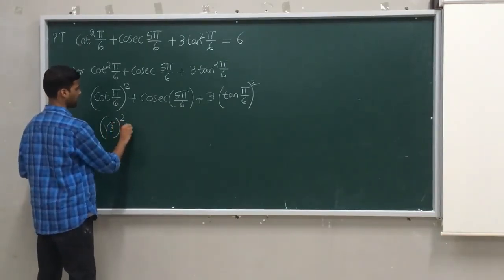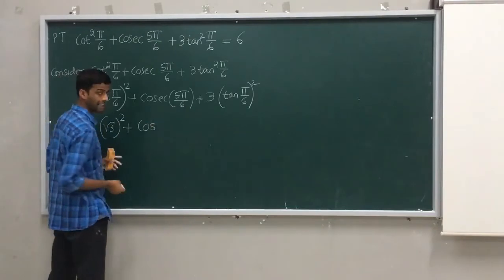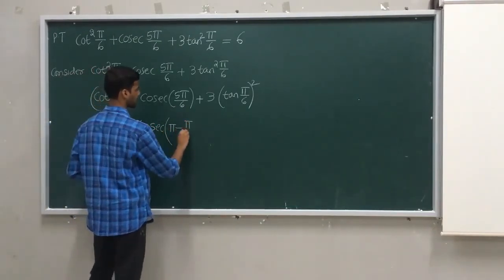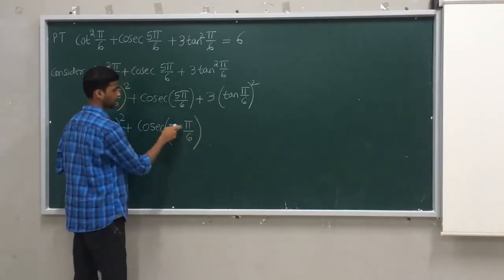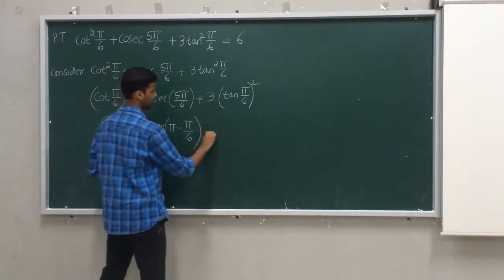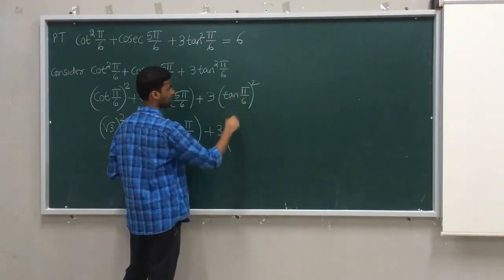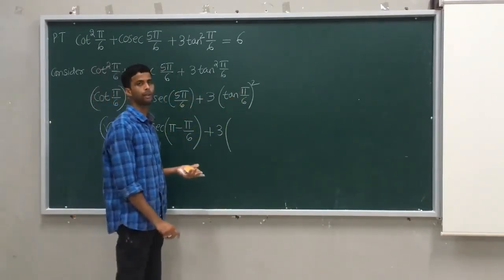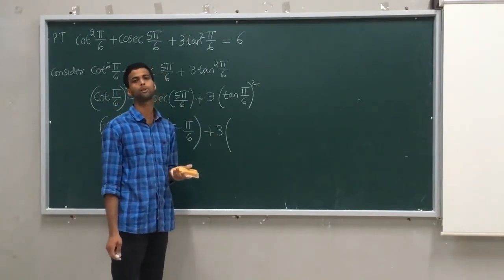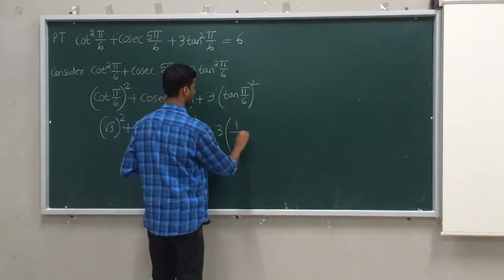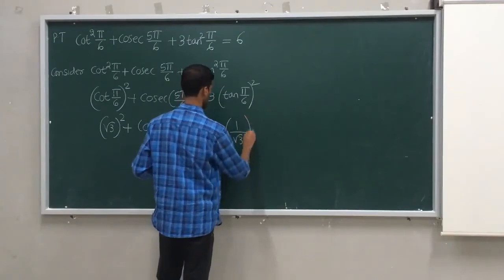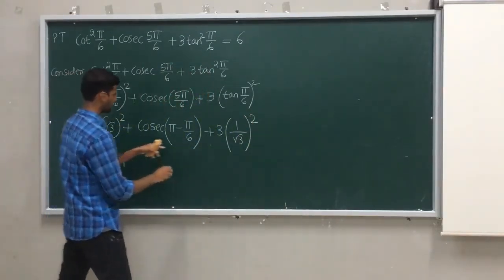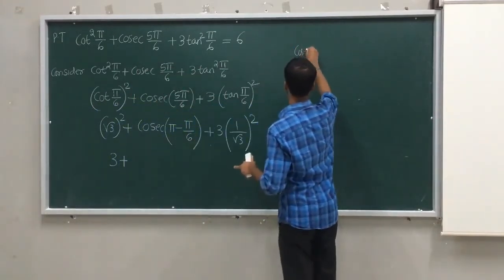Cosec 5 pi by 6 can be written as cosec of pi minus pi by 6, plus 3 times tan 30. Tan 30 can be written as sin 30 by cos 30. It is 1 by 2 divided by root 3 by 2. So it is 1 by root 3 the whole square. So it is nothing but root 3 the whole square, 3, plus, let me use the ASTC rule.